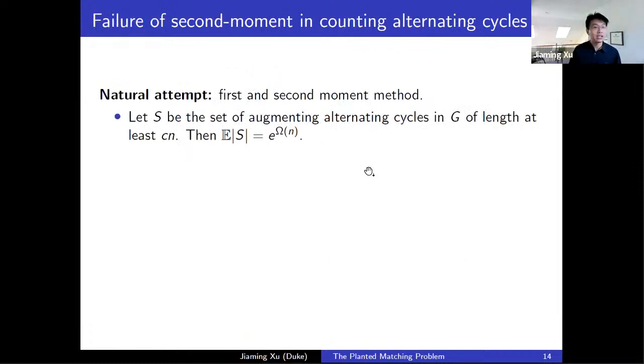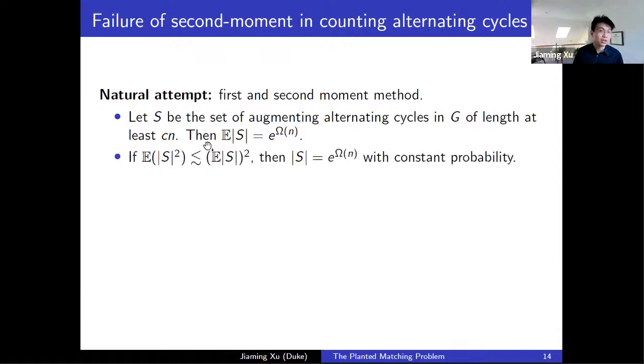So here one idea you can try is to use the so-called first and second moment method. Basically, you can define a set S as the set of such augmenting alternating cycles in the graph G of length at least a constant times n. And it's not hard to show that on average, you indeed have exponentially many such alternating cycles. But the crucial thing here is that the actual number of alternating cycles may fluctuate away from the mean, right? But if you can show the second moment is smaller than some constant times the mean squared, then you can use the so-called Paley-Zygmund inequality to quickly conclude that the cardinality of the set S concentrates, at least with some constant probability, around the mean.